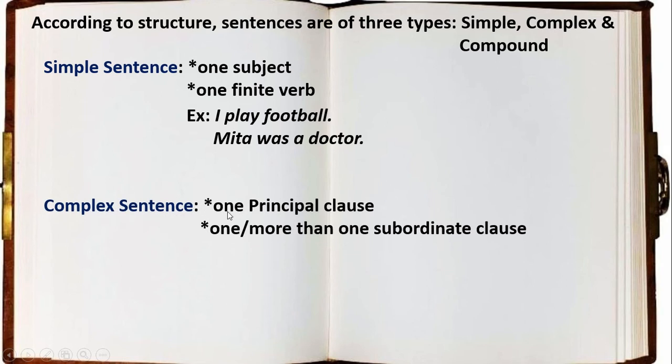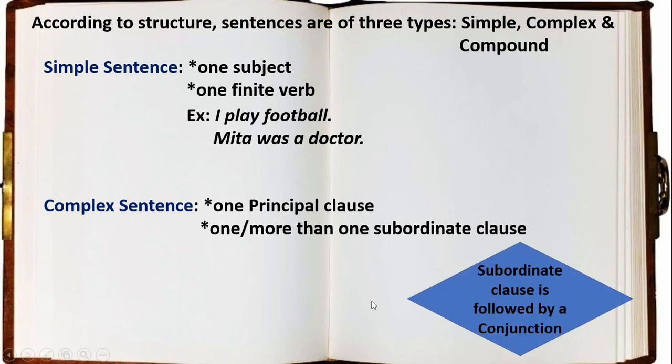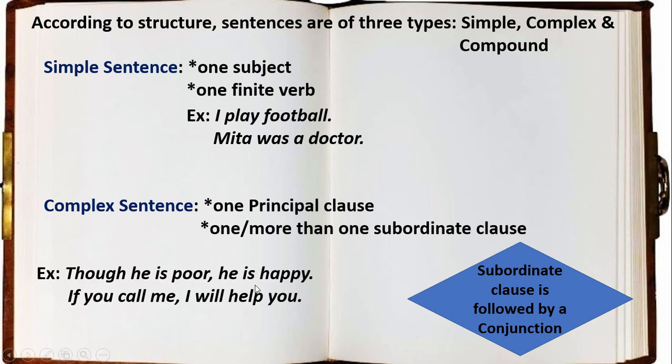Complex sentence. This sentence has one principal clause and one or more than one subordinate clause. And you know that a subordinate clause is followed by a conjunction. Look at the examples. Though he is poor, he is happy. Though he is poor, this part is the subordinate clause. He is happy, this is one independent clause or principal clause. If you call me, this part is the subordinate clause. I will help you, this is the main clause or principal clause.